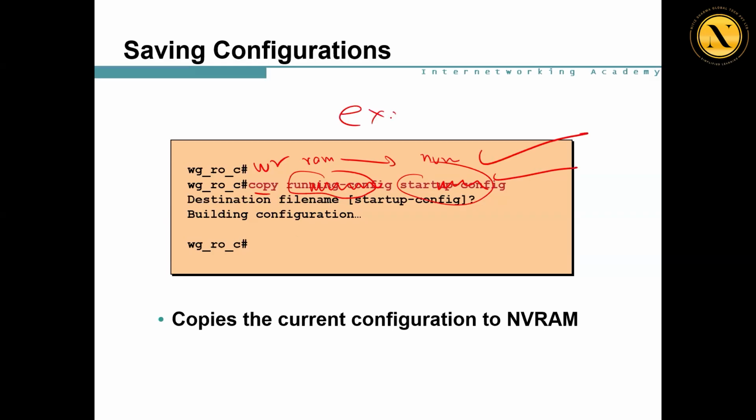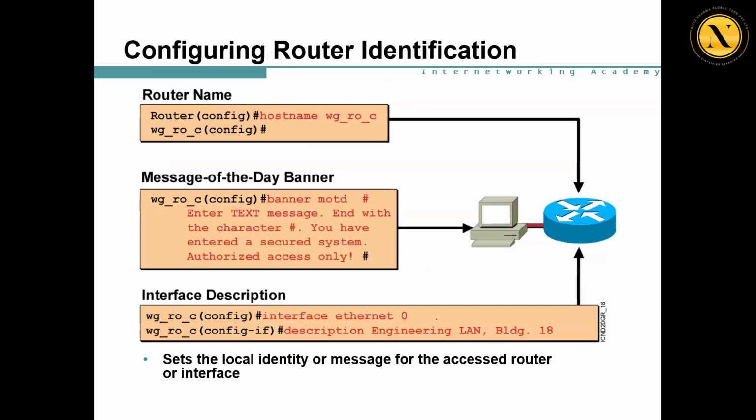In the exam, if you do any lab, after you finish the lab, you always have to copy the running config to startup config by giving just a WR command, write, or just WR will also do, or copy run start. Choice is up to you. Everything works in the exam also, right? Now, this copies the current configuration to NVRAM. Current configuration means from the RAM to the NVRAM.